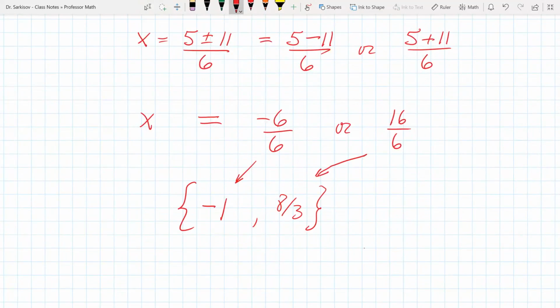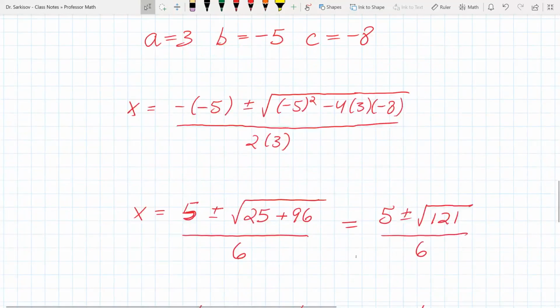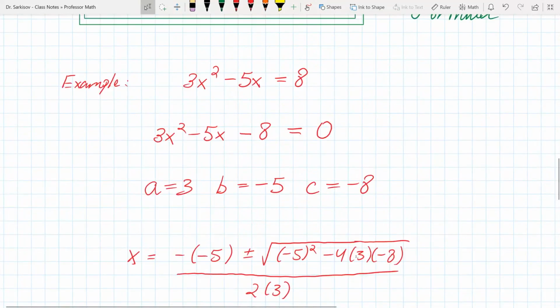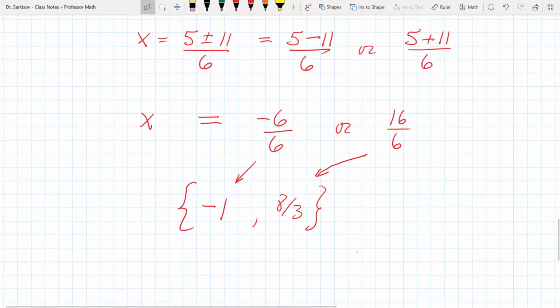And note, what does it mean, solutions? It means if I plug negative 1 into this quadratic equation, 3x squared minus 5x equals 8, it will actually have on the left side an 8, and on the right side an 8. It will work out. You can see 3 times negative 1 squared is 3, minus 5 times negative 1 is actually adding 5. 3 plus 5 is 8. And similarly, 8/3 will work.